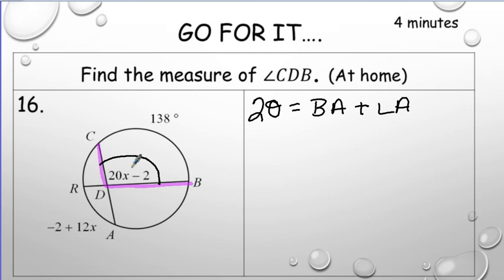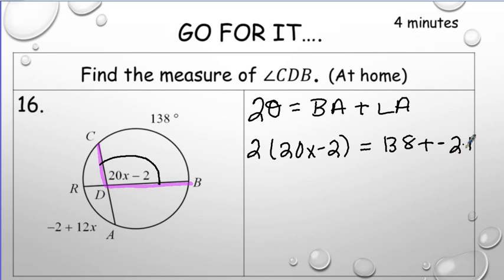Right? So I'm just going to fill in what it told me. So 2 times the angle is 20x minus 2 equals the big arc 138 plus the little arc negative 2 plus 12x. Let me explain this negative and positive. Anytime you see a negative and a positive by each other, erase the positive and put the negative, because that is essentially saying a negative times a positive, which is a negative. Draw the line down the middle. So we get 40x minus 4.